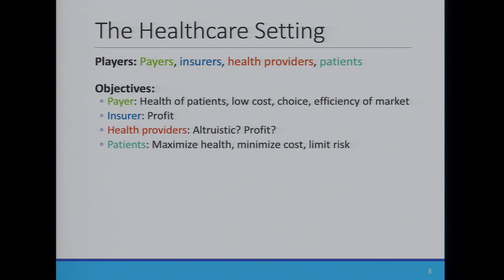Just to clarify, payer could be the employer, the government. Exactly. Yeah, employer, government, the person paying the insurance company for the person's coverage. It could also be the patient. Yeah. Health providers, maybe they're altruistic and they just care about patient health. Maybe they're maximizing their own profit. Not really sure. And patients want to maximize their health, minimize their cost, limit their risk. So here are just some speculated objectives of the sort of game we have going on.